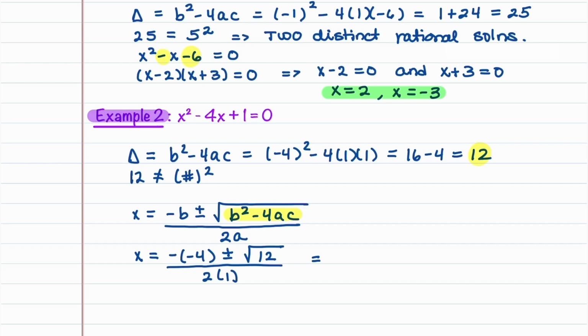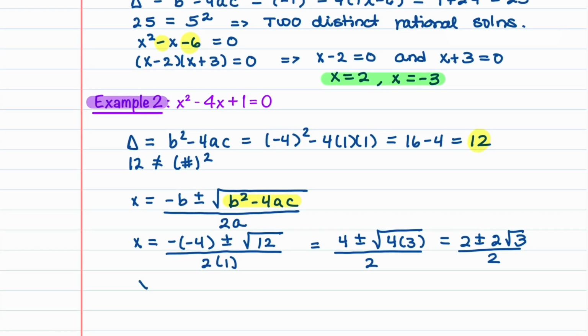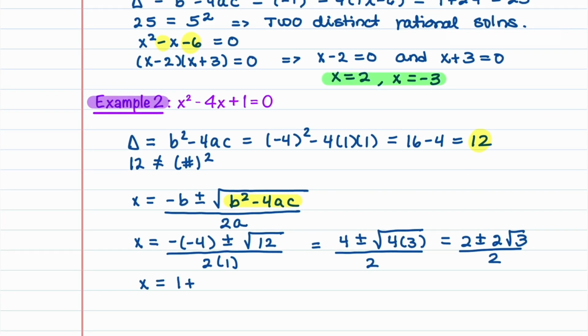Now we have to simplify. This is 4 plus or minus the square root. Let's go ahead and write 12 as 4 times 3, and we're going to divide by 2. So this gives us 2 plus or minus 2 root 3, all divided by 2. And our 2's are going to cancel nicely. We're going to end up with x is equal to 1 plus root 3, and then 1 minus root 3.